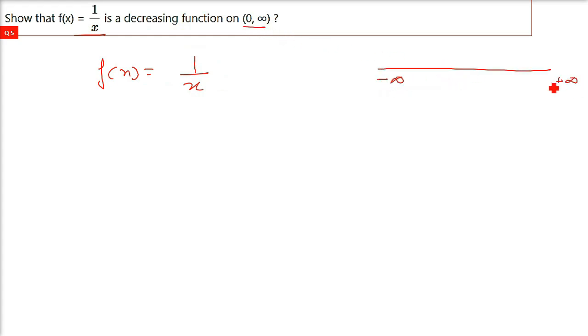What does this 0 to infinity mean? Just make a number line and see where 0 to infinity lies. Forget about infinity, take it out from your mind. Just remember we are talking about a positive number. You have to show that it is actually decreasing. Decreasing means you are not climbing up the hill. Actually, you are coming down the hill as far as this function is concerned.